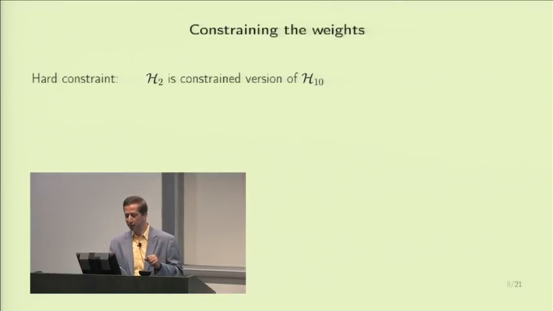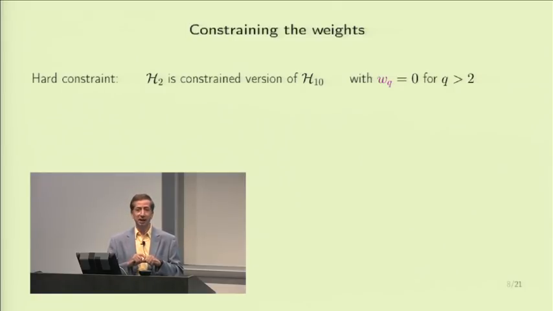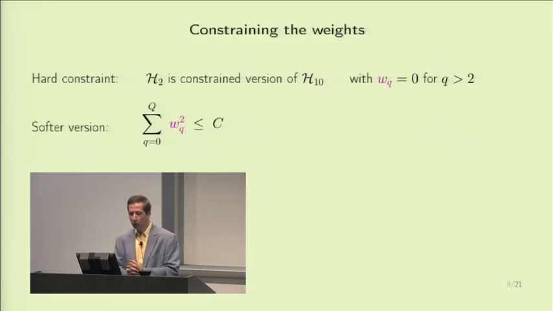And what would that constraint be? Just set all the parameters to zero above power 2. That is a constraint, okay? But obviously that's an extreme case. What we mean by a constraint in regularization is usually something a little bit softer, okay? So here is the constraint we are going to work with. We are going to work with a budget C for the total magnitude square of the weights, okay?